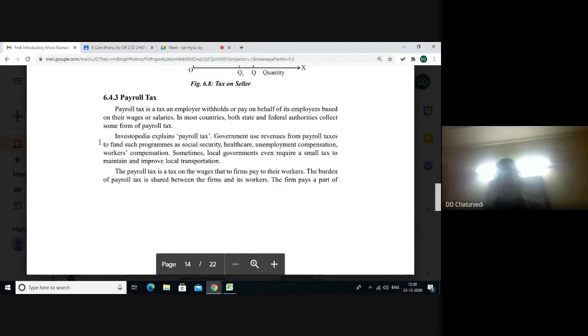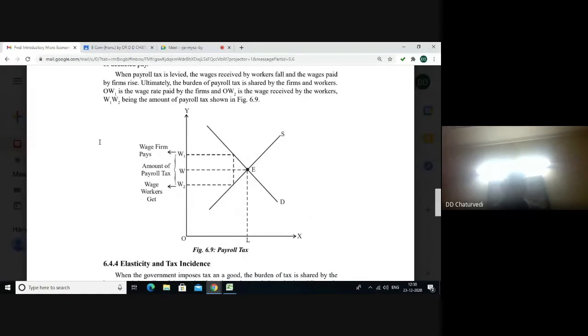This payroll tax is actually a tax on the wages, and the burden of this tax is shared between the firms and the workers. In order to understand how much burden is borne by the firm and how much burden is borne by the workers, we look at figure number 6.9. In this figure, demand and supply curves intersect each other at point E. Corresponding to this equilibrium point, the equilibrium wage rate will be OW and the number of workers employed will be OL.